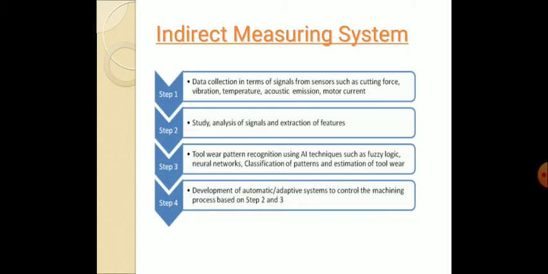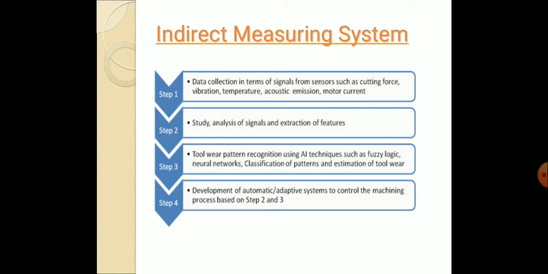Next comes the indirect measuring system. In this we have 4 steps. The first step is the data collection. The data collection may be in the form of signals from the sensors, such as the cutting force or the vibrations. Then after this it passes to step 2, where the analysis of signals is done. Then the extraction of features is done to pass on to step 3.